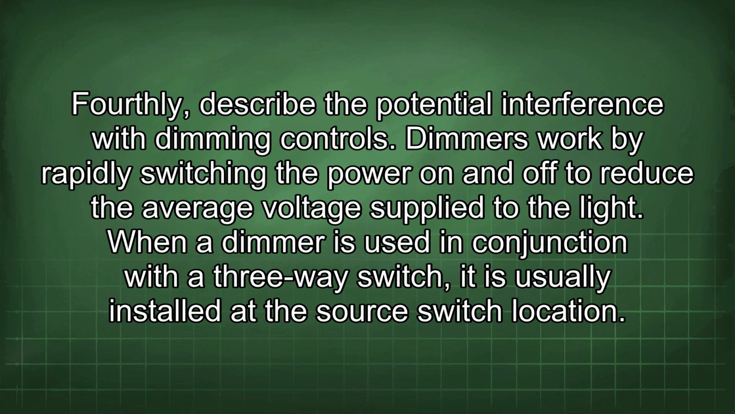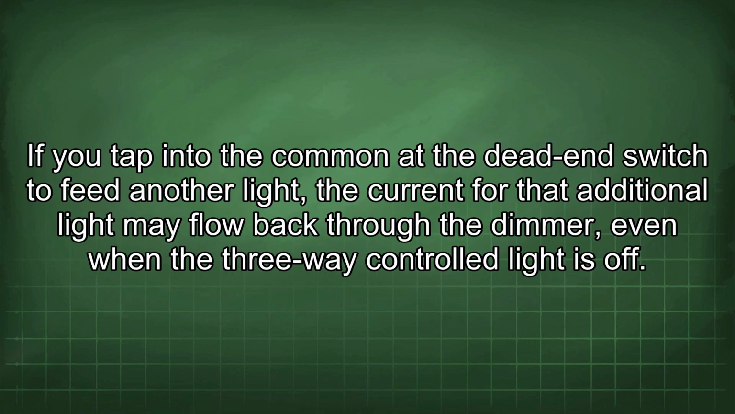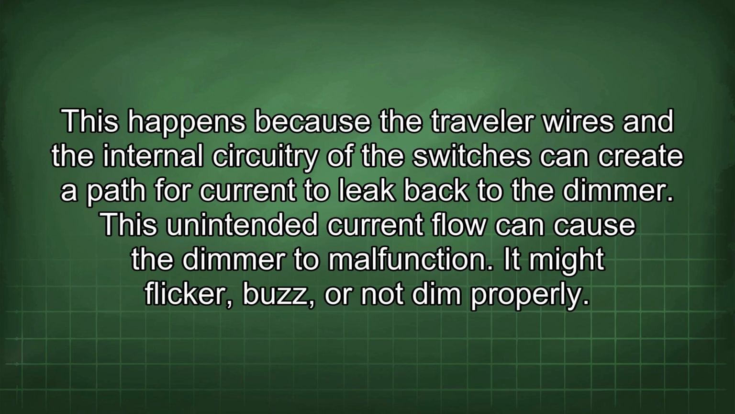Fourthly, describe the potential interference with dimming controls. Dimmers work by rapidly switching the power on and off to reduce the average voltage supplied to the light. When a dimmer is used in conjunction with a three-way switch, it is usually installed at the source switch location. If you tap into the common at the dead-end switch to feed another light, the current for that additional light may flow back through the dimmer, even when the three-way controlled light is off. This happens because the traveler wires and the internal circuitry of the switches can create a path for current to leak back to the dimmer.